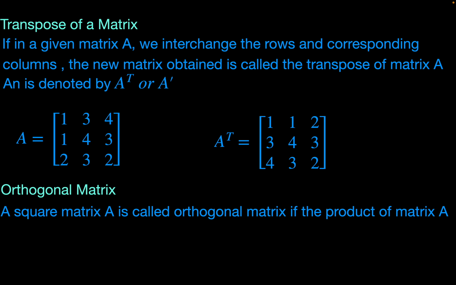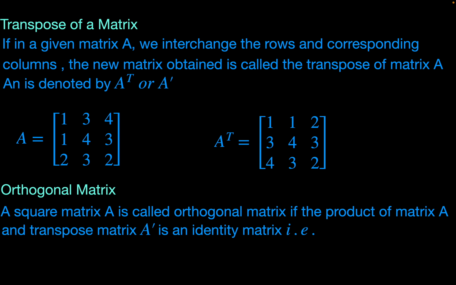Orthogonal matrix. A square matrix A is called an orthogonal matrix if the product of the matrix A and its transpose A prime is an identity matrix. That is, the product of the original matrix A and the transpose matrix A prime equals the identity matrix. Identity matrix is a diagonal matrix having the diagonal terms 1 1 1.